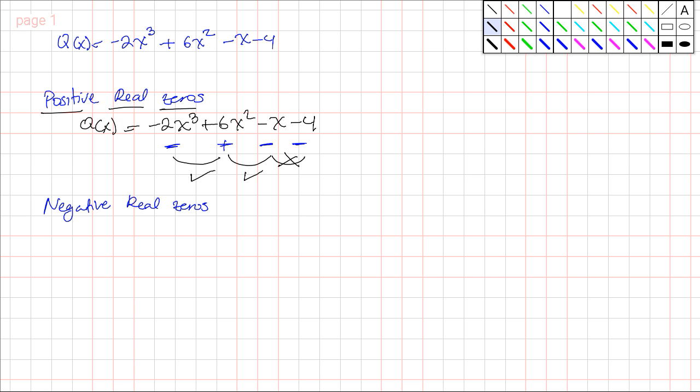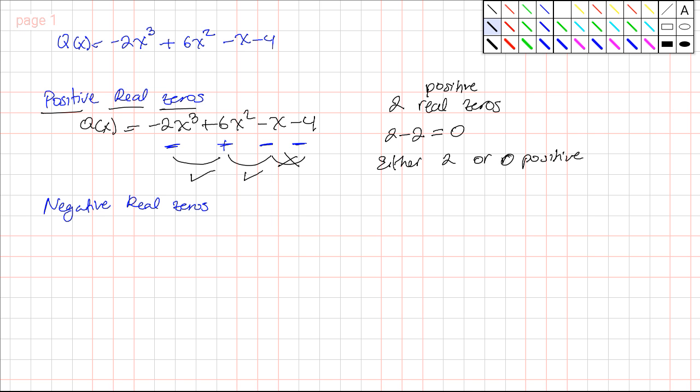So what Descartes is telling us is that this polynomial could have two positive real zeros. Or another option is, you always want to subtract 2. So 2 minus 2 is 0. So this polynomial could have either 2 or 0 positive zeros. Okay? So that would be your answer for the first part.